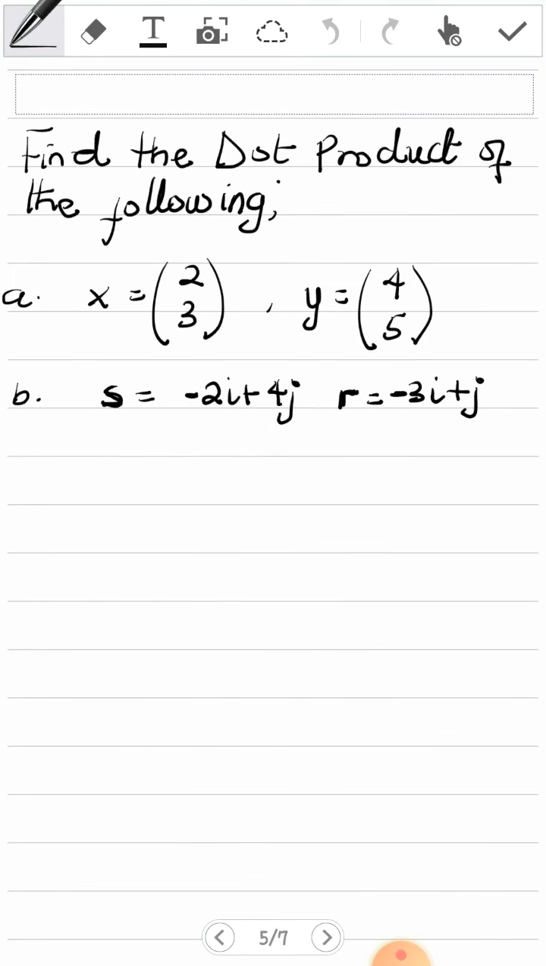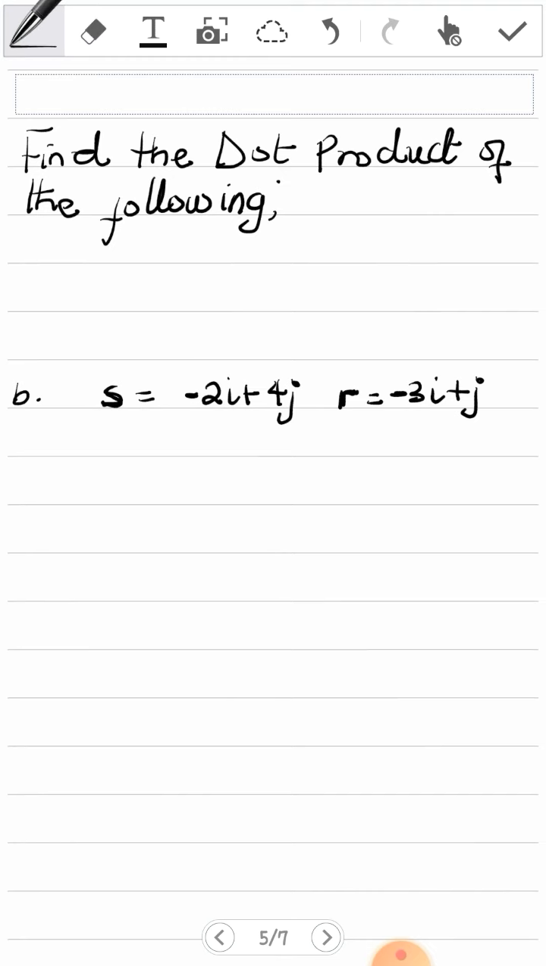So I will solve just the b. I'll solve b, so let me erase this. You can solve that one later on. So for this, s is equal to -2 plus 4j. Then our r is equal to -3 plus j. So what will be our s component and y component? So here our s components are going to be -2 and -3. Then our y components are going to be 4 and 1.